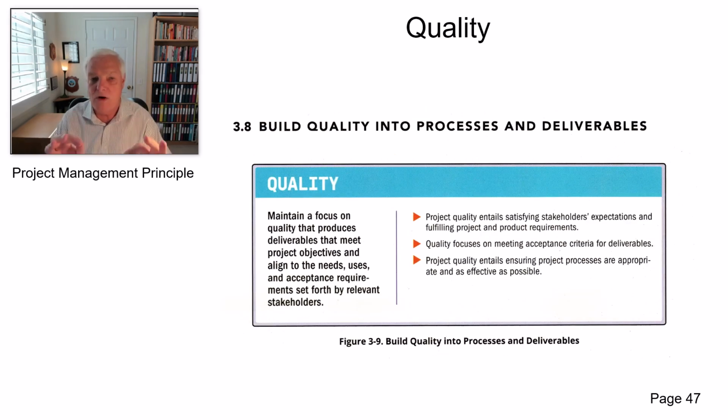Now, let's talk about quality. Maintain a focus on quality that produces deliverables that meet the project objectives and align to the needs. You must find a way to build quality into all the processes and deliverables. And quality is something that you can adjust. There's a certain level of that tailoring we were talking about before. You can find a way to adjust it. If you're working on a biopharma project that has tremendous FDA oversight, that quality is going to be very stringent based upon must statements, shall statements, the contract, how we do our verification and validation.